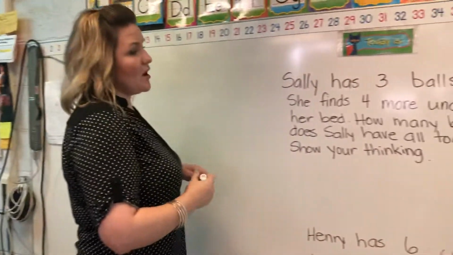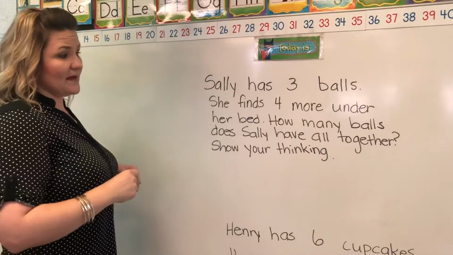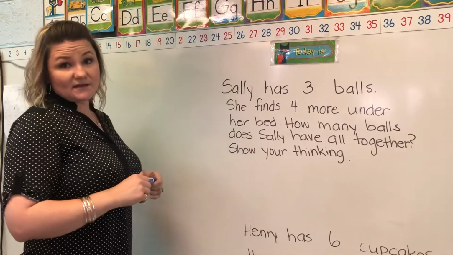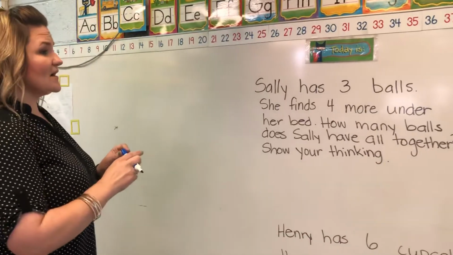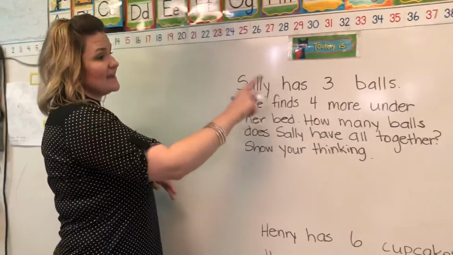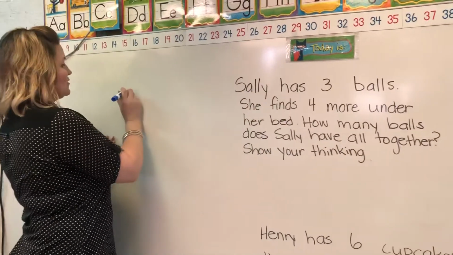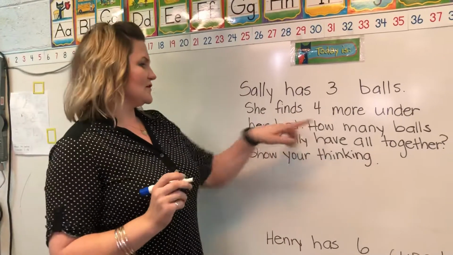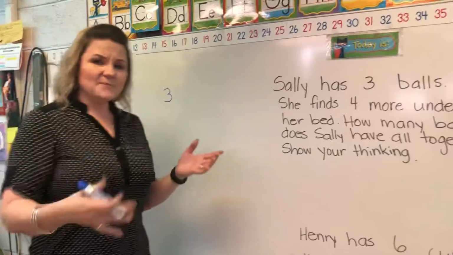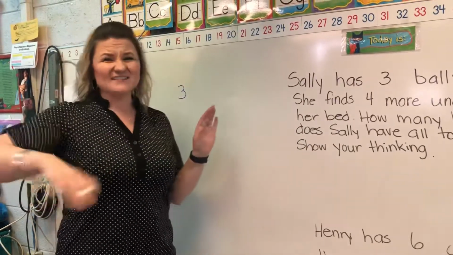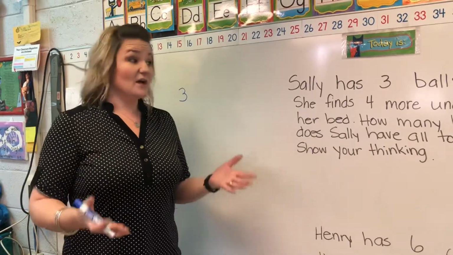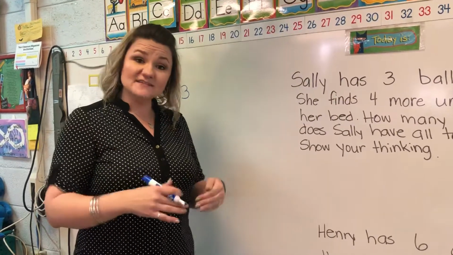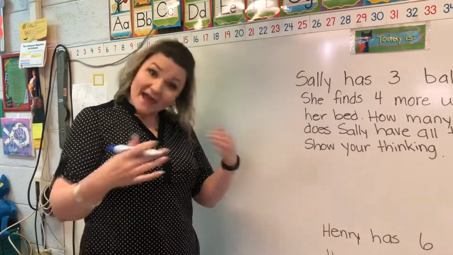Sally has 3 balls. She finds 4 more under her bed. How many balls does Sally have altogether? Show your thinking, okay? So we're going to start out with the first sentence. Sally has 3 balls, okay? So I'm going to put a number 3, okay? She finds 4 more under her bed. Am I going to add balls to this number? Am I taking some away? And the student hopefully is going to say, you're getting more. You find more. So if you find something, then most of the time you're going to add.